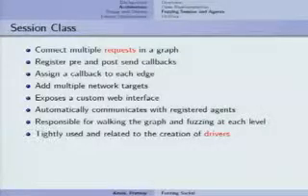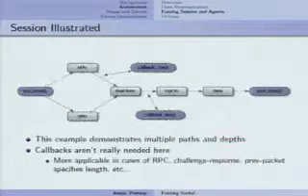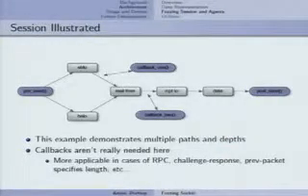This is where we expose a custom web interface. We communicate with registered agents. And this is the class that's responsible for walking the graph structure and fuzzing at each level. And this is very tightly used in creation of drivers, which we'll give an example. So this concept of graph-based protocol representation is what gives us a lot of the powerful features.